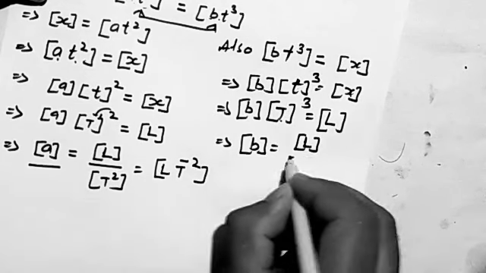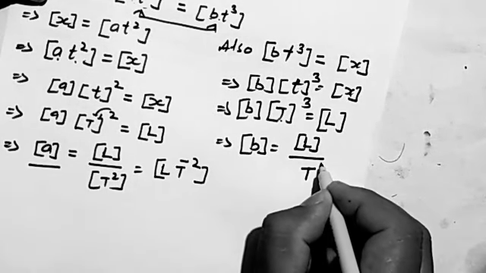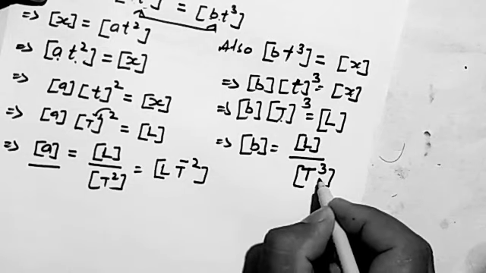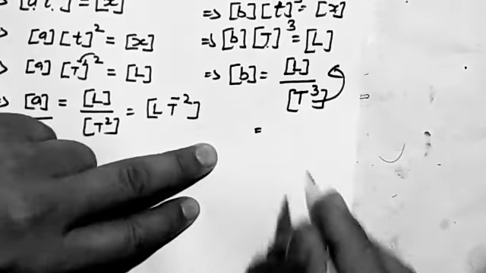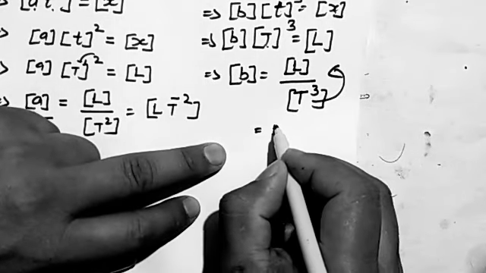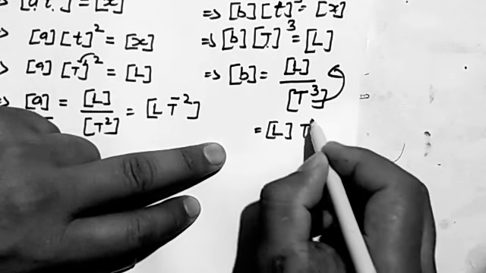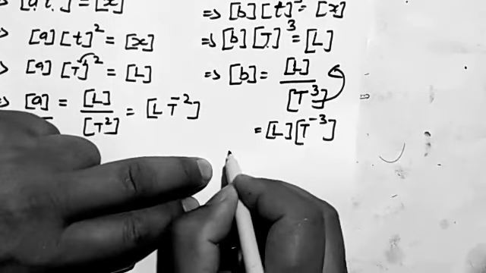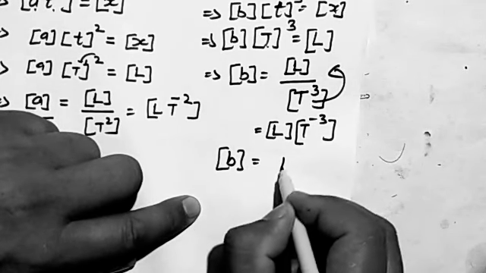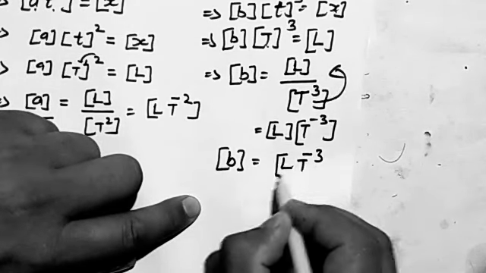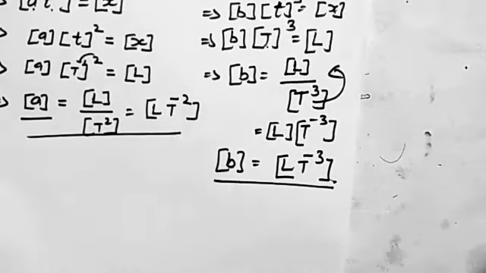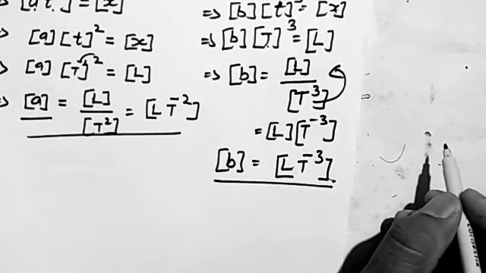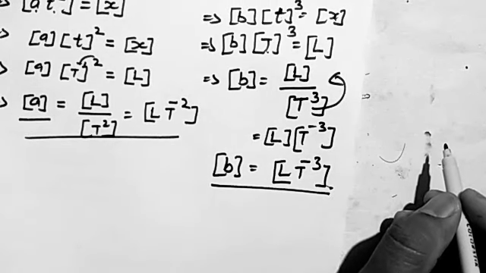So from here you can calculate B very simply. Shift this from left to right, it will shift into the denominator, and if you shift this from the denominator to the numerator, you will get L t power minus 3, or dimensions of B as L t minus 3, right? So my dear students, this is the answer of this question. In a very simple way, I have explained how to find out the dimensions of the constants in a given equation. So we may have some complicated questions also.